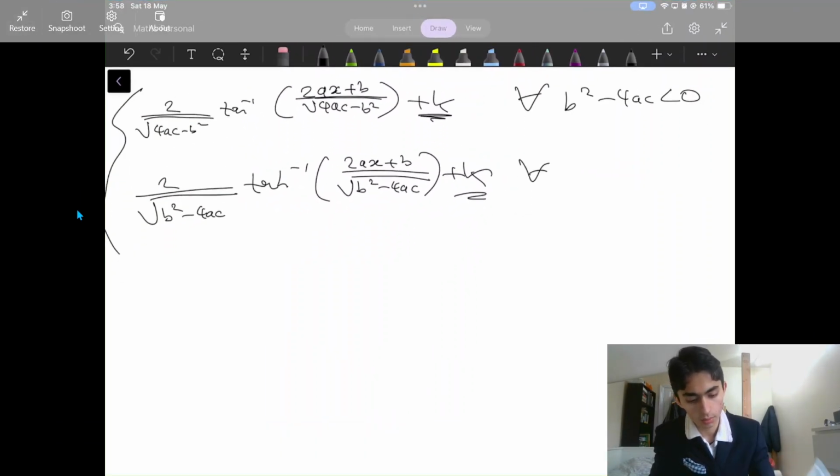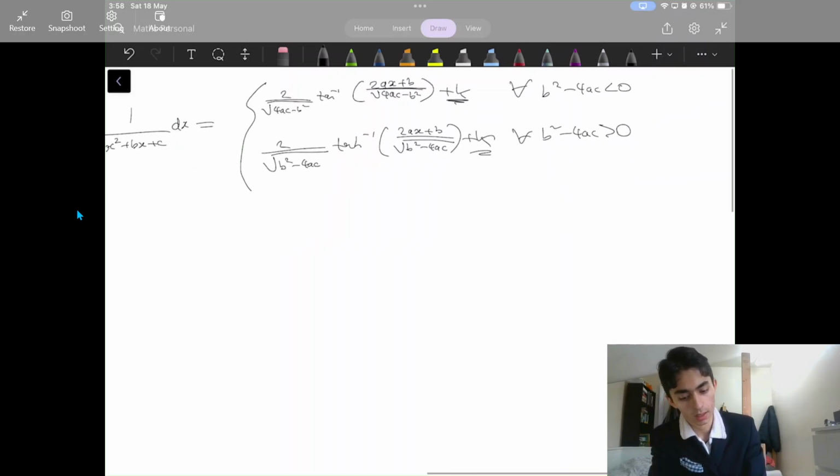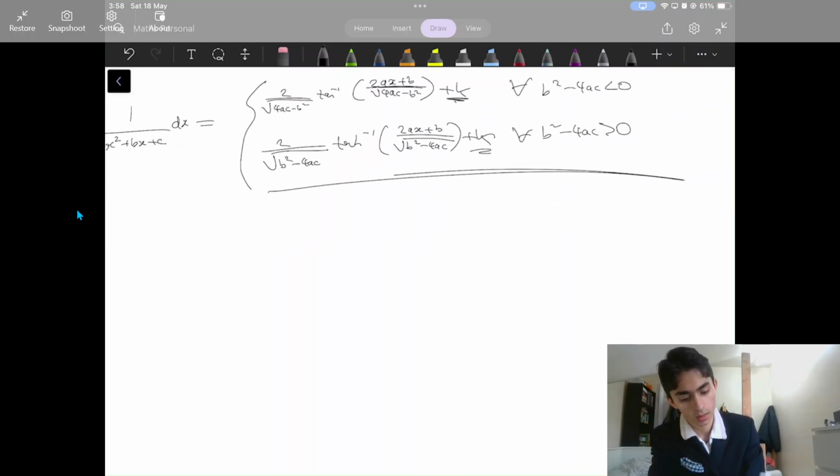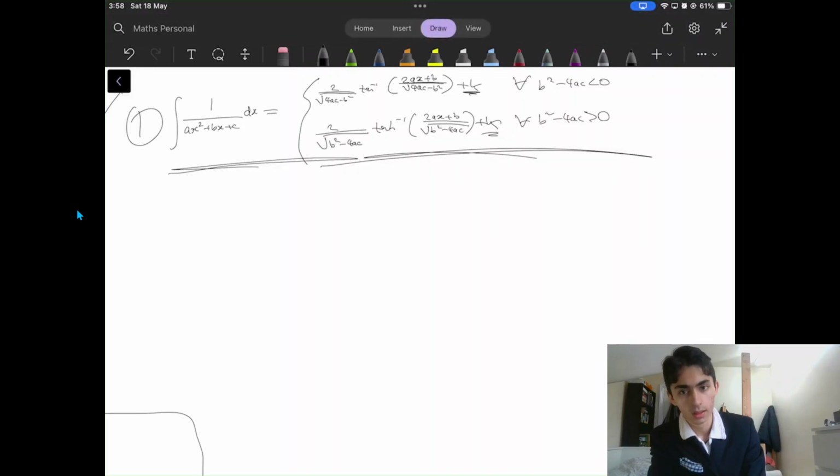The second case works for b squared minus 4ac greater than 0. Okay. So that's our function, all right? The integral of the reciprocal of a quadratic, okay?